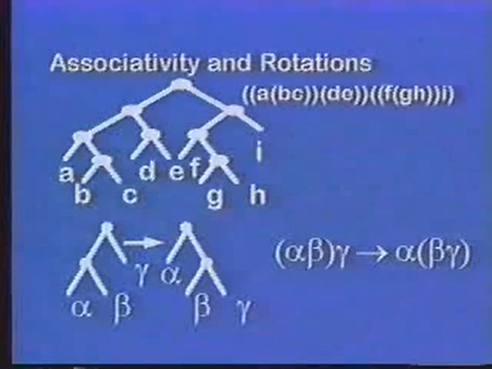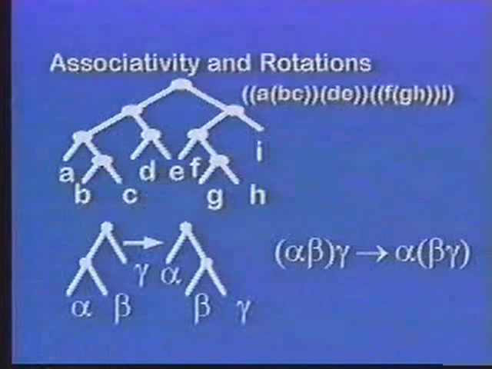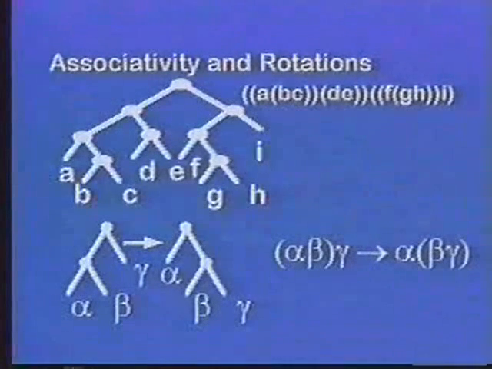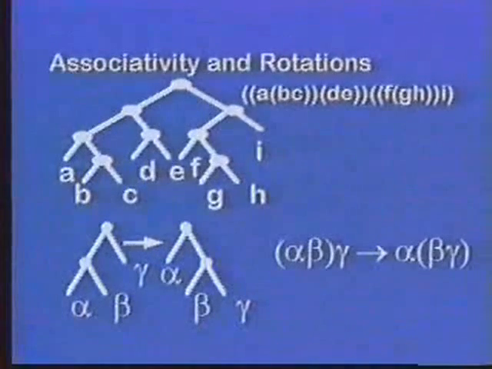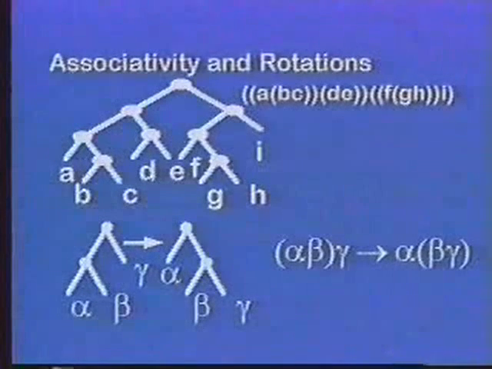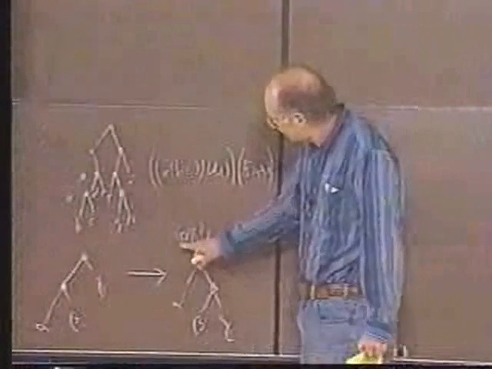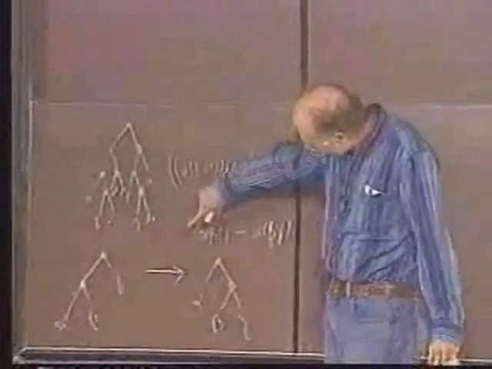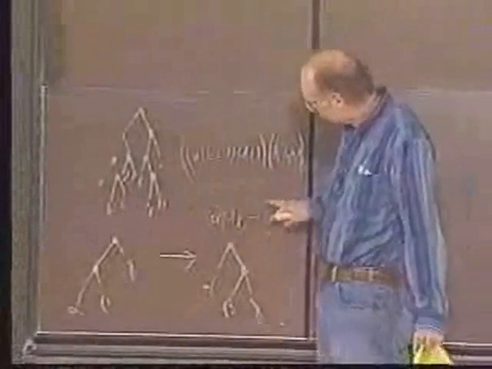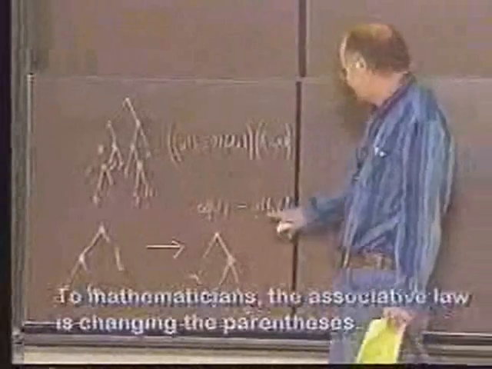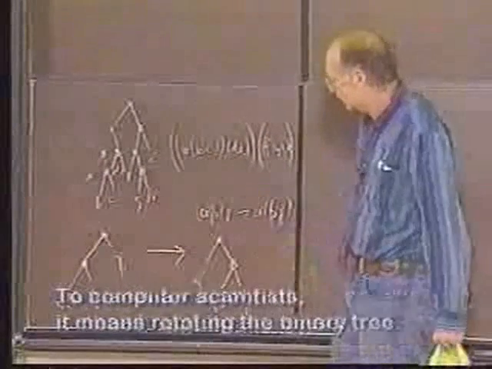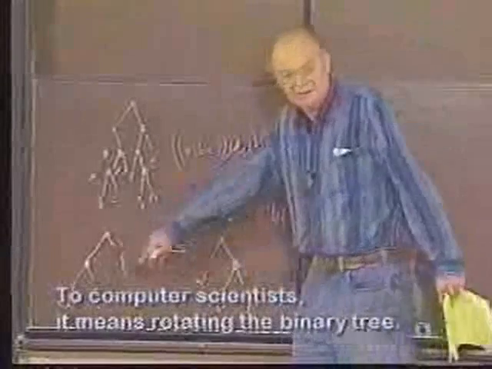In that case, what this rotation means is that alpha, beta, gamma is being rotated over into alpha, beta, gamma. So this is why I call this talk the associative law. The associative law is application of changing a formula that has binary operators from this form to this form. To mathematicians, it is the associative law, changing the parentheses. To computer scientists, it means rotating the binary tree.